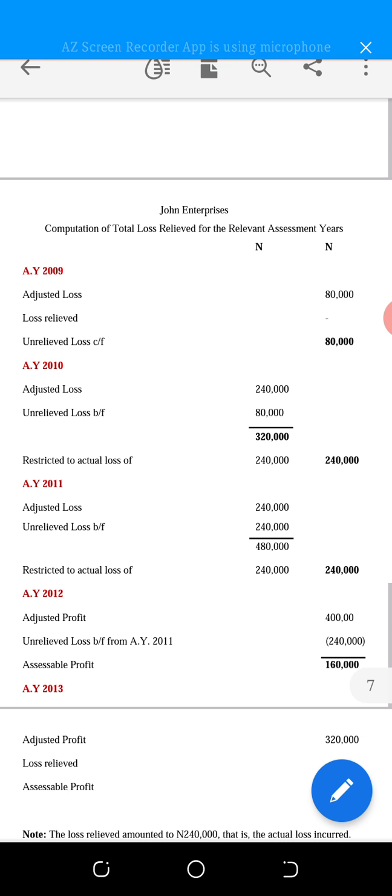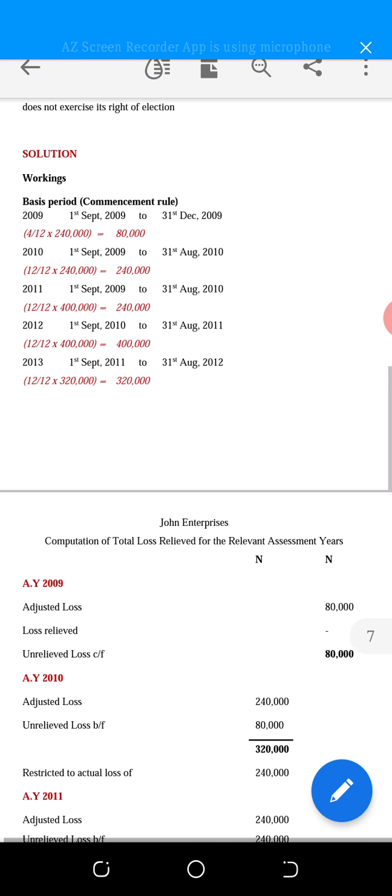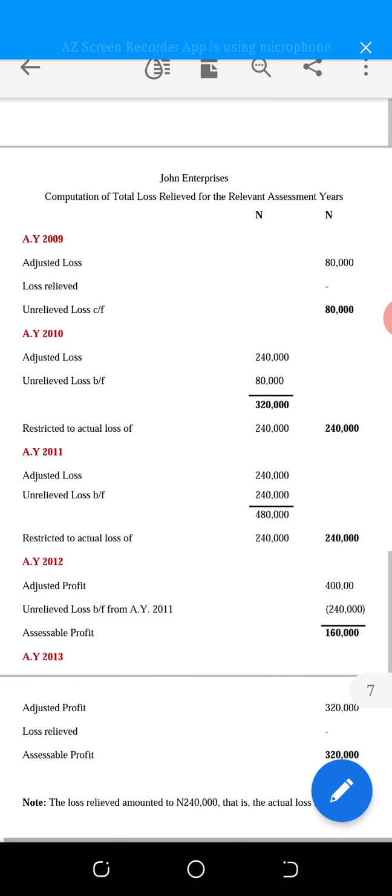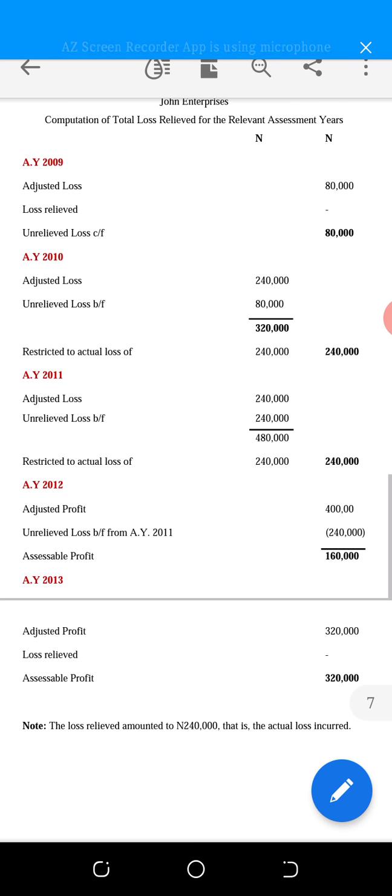In 2011, adjusted loss for 2011 is 240,000. Look at it here. Then unrelieved loss brought forward from 2010 is 240,000. If you aggregate the two of them, you have 480,000. Now you still have to restrict this, because if you don't restrict and carry it forward, the company will have to relieve more than the loss incurred. So we have to restrict the loss to the actual loss incurred, which is 240,000.